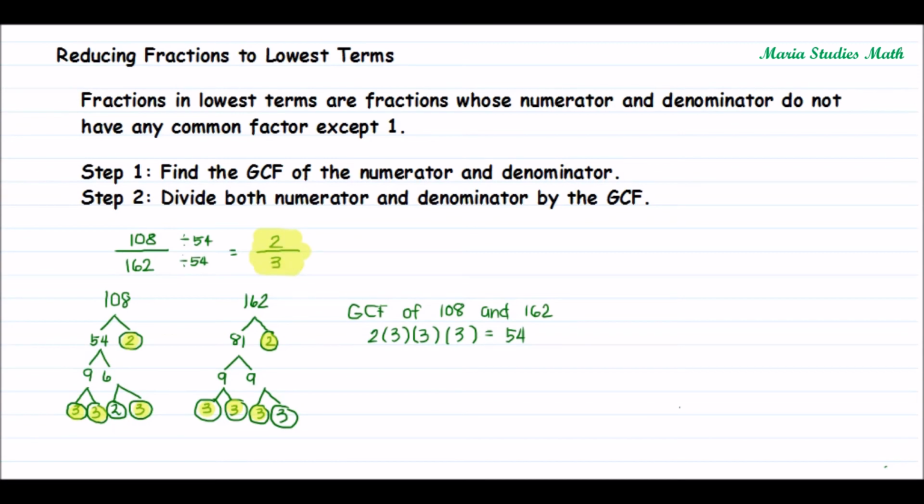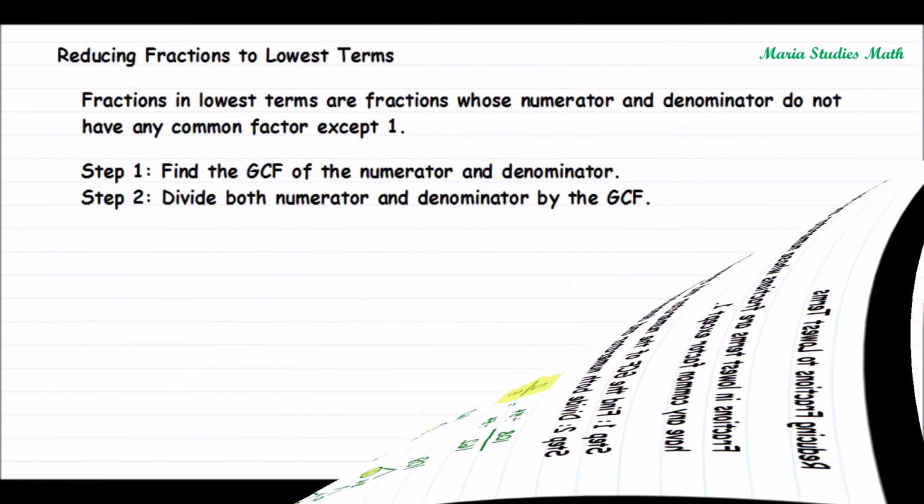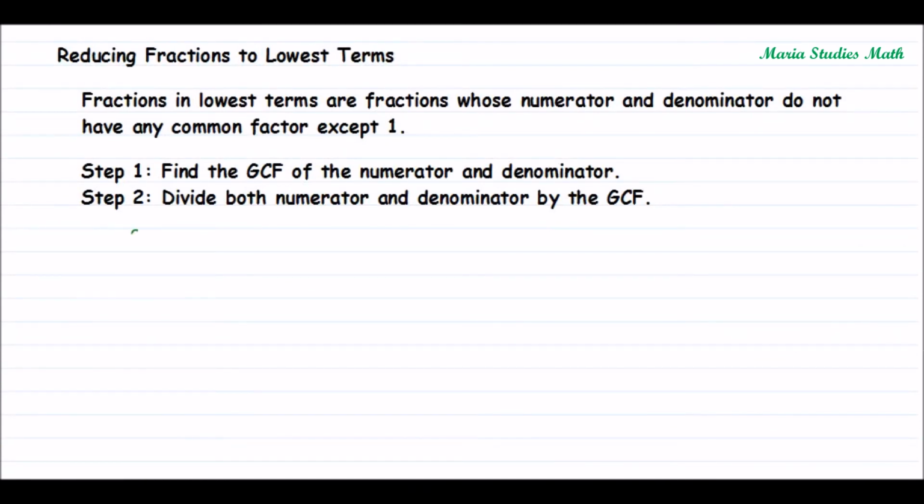Now, let's try another example. What if we are asked to reduce 87 over 29 to lowest terms? First, we have to find the GCF of the numerator and denominator. Again, we will have to do the prime factorization of 87 and 29. 87 looks quite difficult to identify what its factors are, so let's try 29 first.